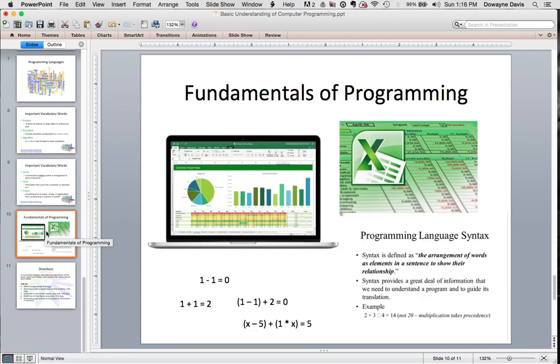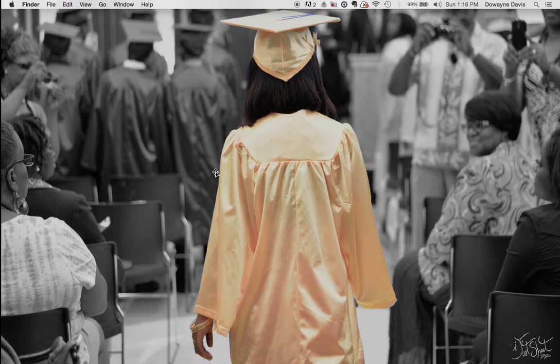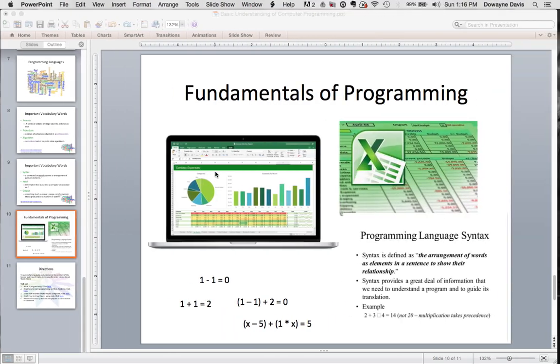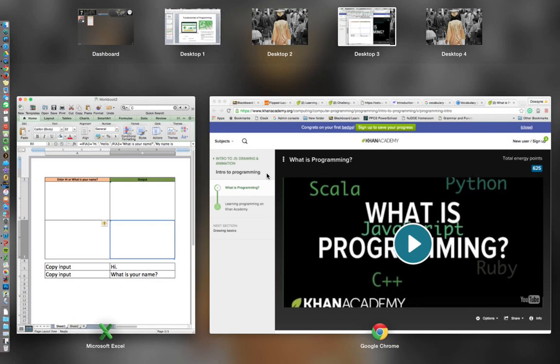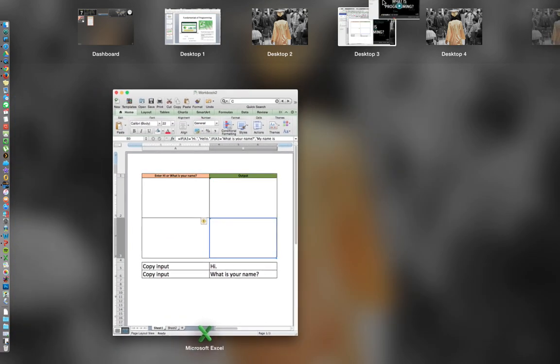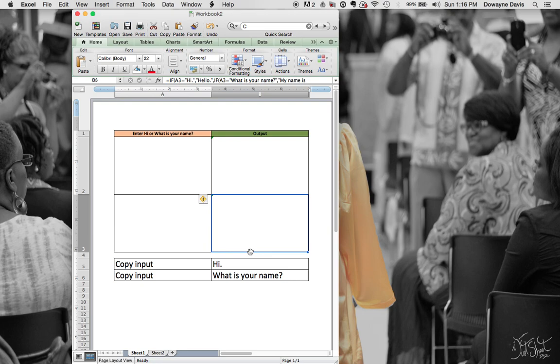We're just going to jump into a few simple examples of the fundamentals of programming. So I'm going to jump to Microsoft Excel on my computer. If I can just pull it up. And I want to go over a small example of programming using Excel.